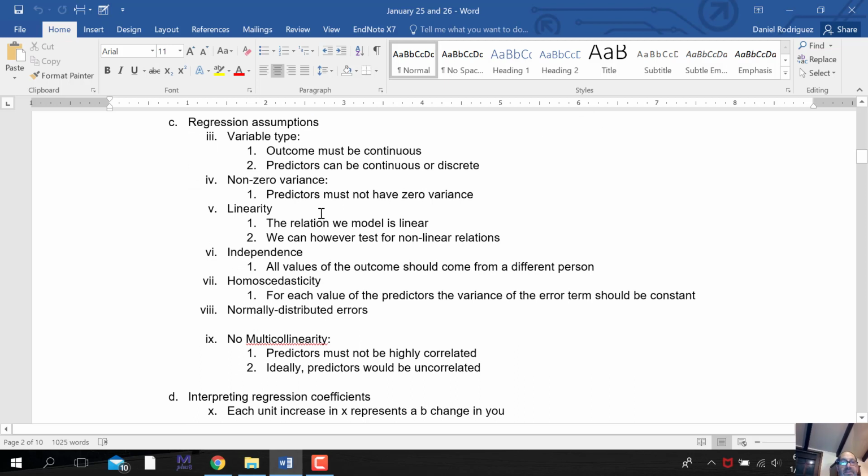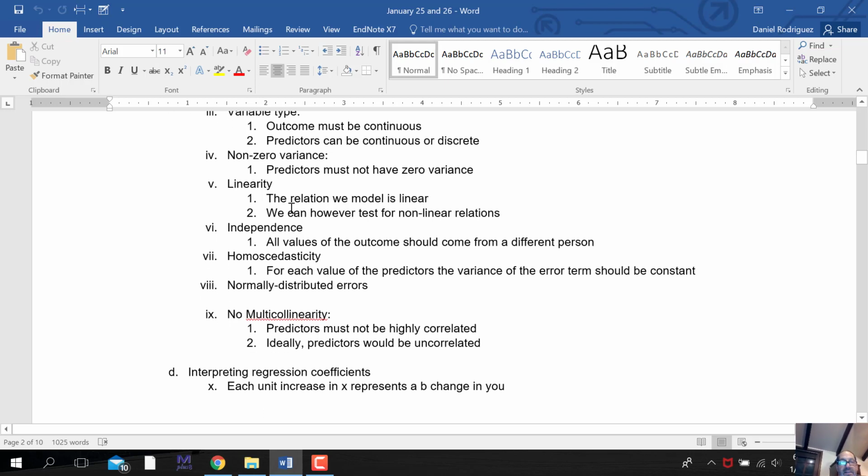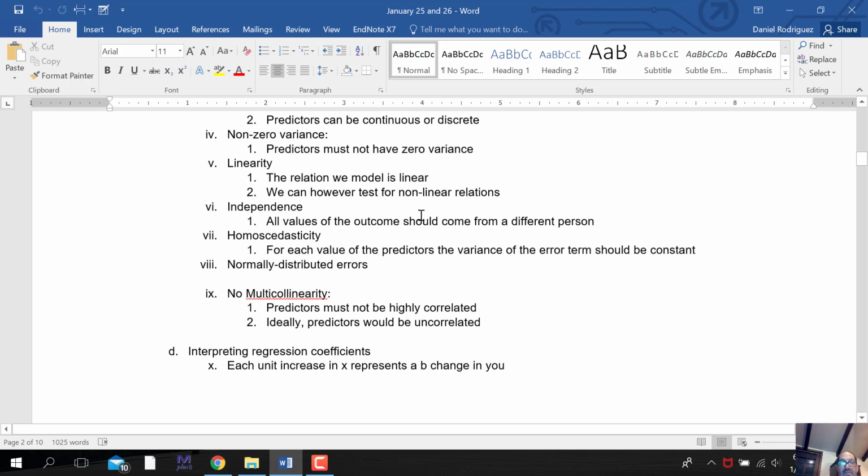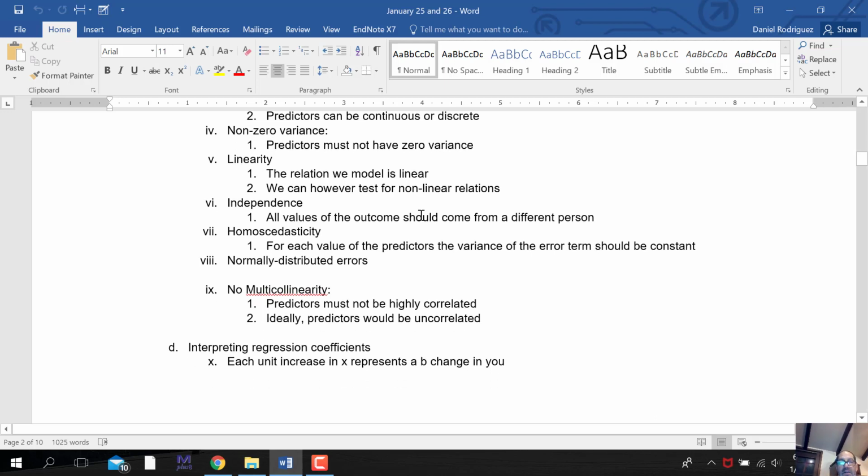We assume that the predictors have non-zero variance, which makes sense. If they had zero variance, they wouldn't be variables, they would be constants, so that wouldn't really do anything for us. We assume there's a linear relation between the predictor and the outcome, although we can deal with nonlinear. We can do nonlinear regression, and it's done quite frequently, actually. You might add quadratic terms. We'll get to that at some point later in the course. We assume that all values of the outcome should come from different people, so there's independence, right?